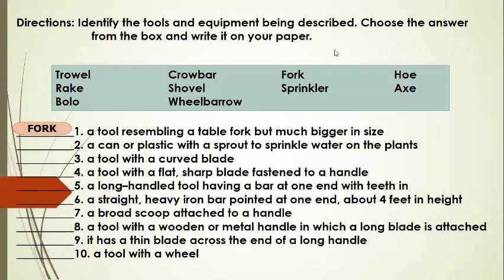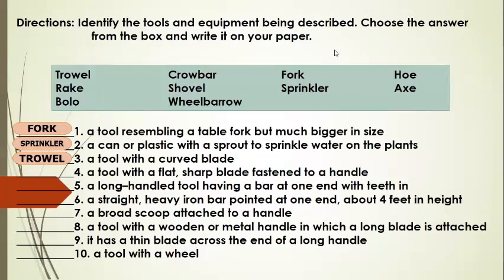Number 2, a can or plastic with a spout to sprinkle water on the plants. That's very obvious. What tool is that? It is sprinkler. Number 3, a tool with a curved blade. What kind of tool is this? It has a curved blade. Write down your answer now and let's check. It is trowel. Very good.